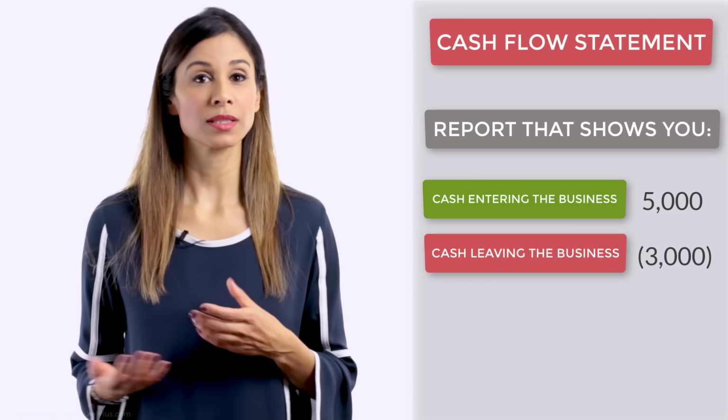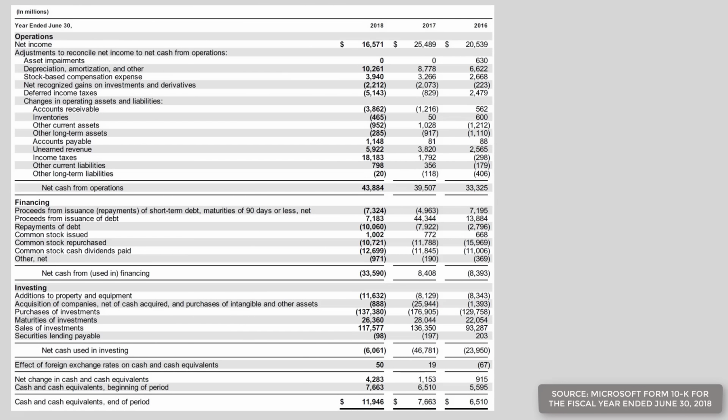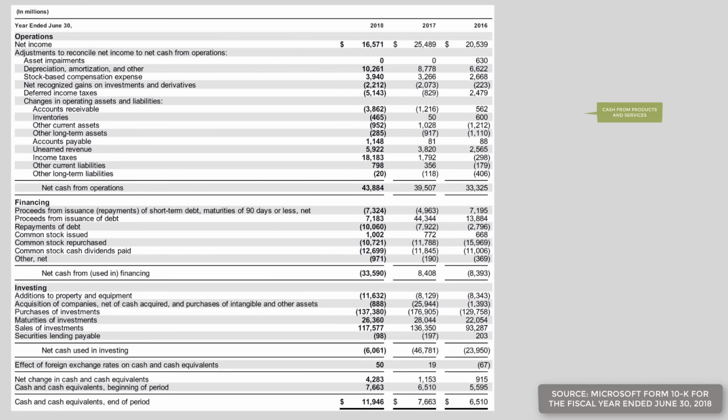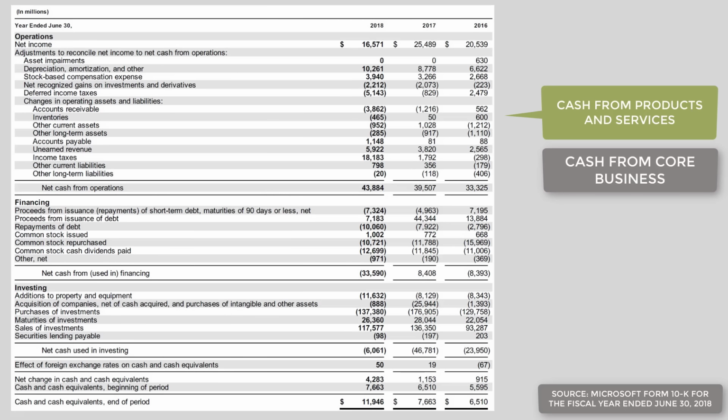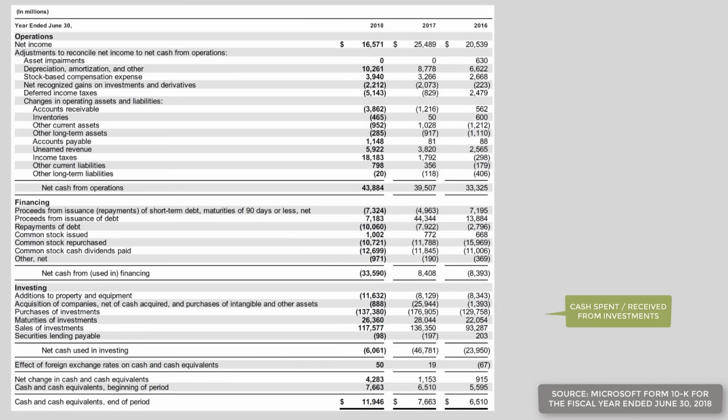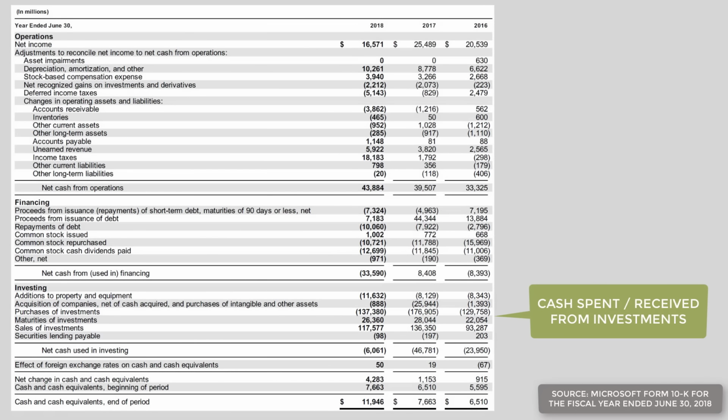A cash flow statement looks like this. It consists of three main parts. The first one is the cash flow from operations. This is the most important part because it shows you how much cash is generated with the actual operations of the business, meaning by selling the company's products and services. Then we have the cash flow from investing activities. As the name says, this is either cash spent on investments or cash received from sales of investments. In other words, it's outside of the primary business activities of selling products and services.